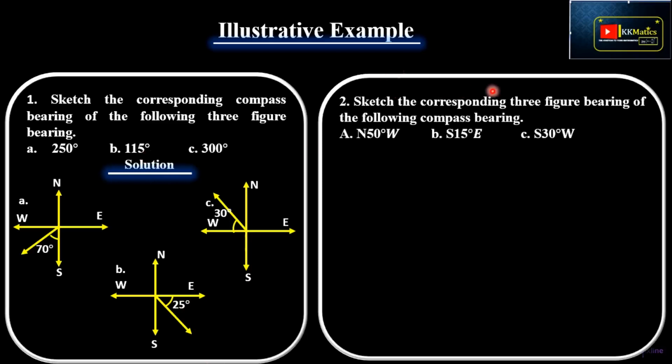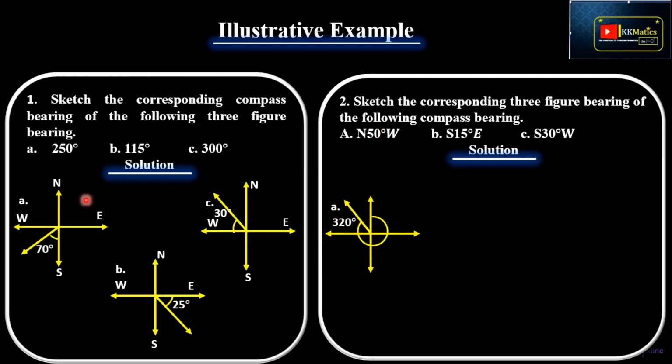Question 2. Sketch the corresponding three-figure bearing of the following compass bearings: A, north 50 degrees west; B, south 15 degrees east; and C, south 30 degrees west. Solution. For A, north 50 degrees west lies in the fourth quadrant. We know that three-figure bearing is measured clockwise, so we just have to add 270 degrees to the 50 degrees to give us 320 degrees.